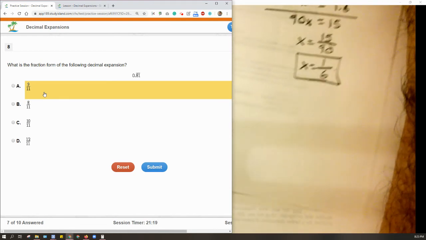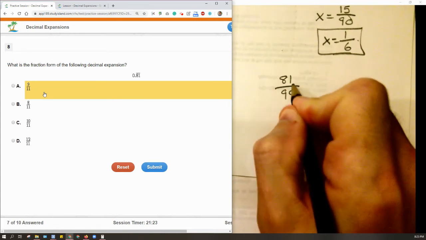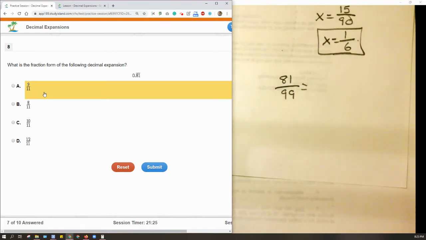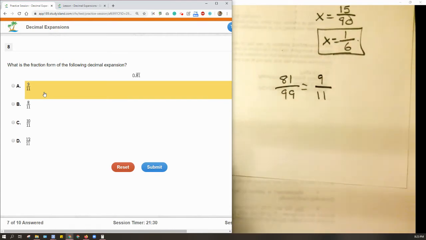81 and 99, what do those both divide by? If I have the fraction 81 over 99, hopefully you recognize 81 and 99 both divide by 9. 81 divided by 9 is 9. 99 divided by 9 is 11. So 9/11 is your answer.